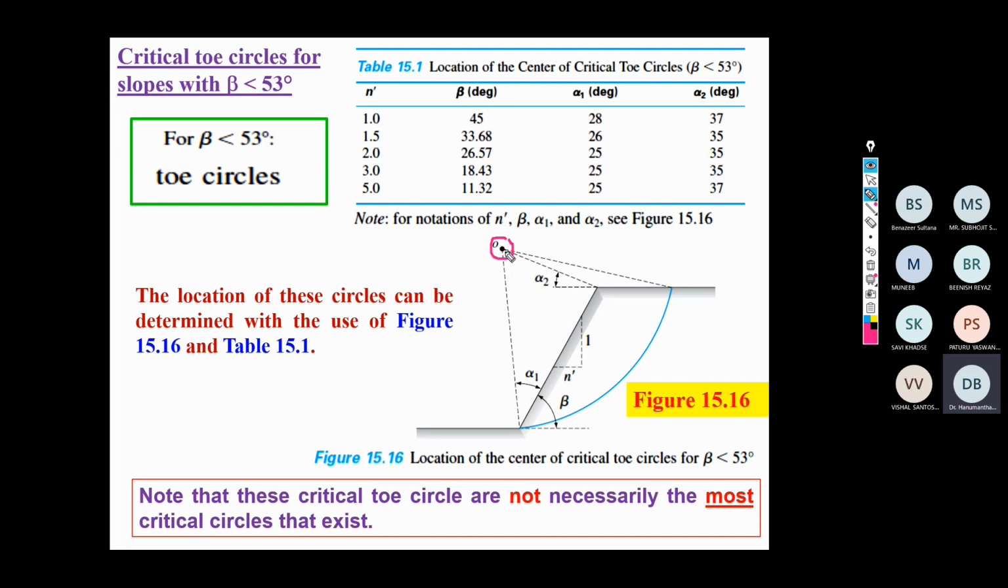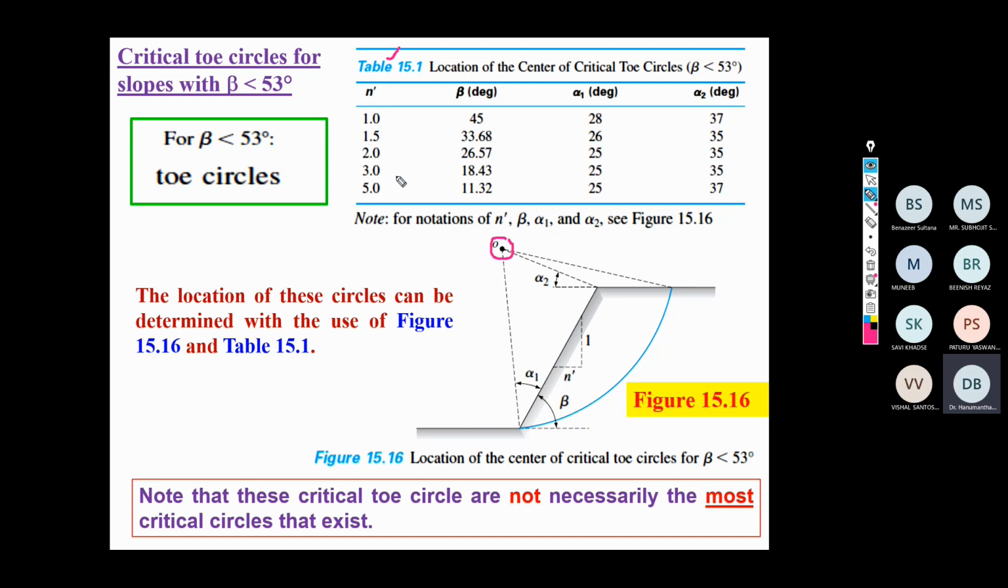So here also they have given different values. Suppose you look at this table 15.1, the location of the center of the critical toe circle for beta less than 53. This is n dash. For that purpose, we need to know 3 or 4 values. The first is the slope angle, 1:1 or 1:2 or 1:3 or 1:4. That is represented in the form of n dash. Well, that is 1, 1 means 1:1. So 1.5, 2, 3, 5.